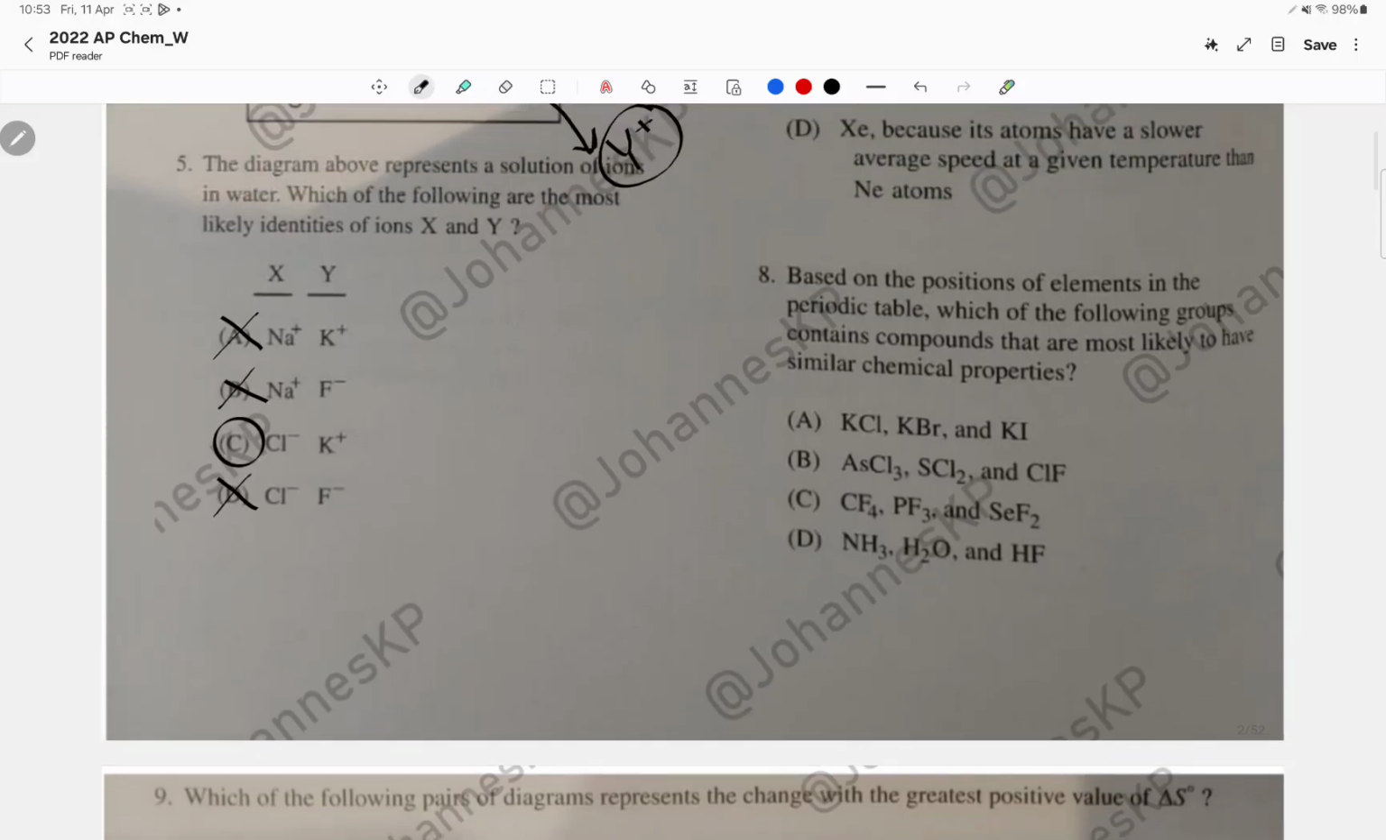Based on the positions of the elements in the periodic table, which of the following groups contain compounds that are most likely to have similar chemical properties? Well, they must all be in the same group. Cl and Br are both halogens in the same group, so they're going to have similar chemical properties. And they all have the same first element, which is K. So it's going to be choice A. Okay.